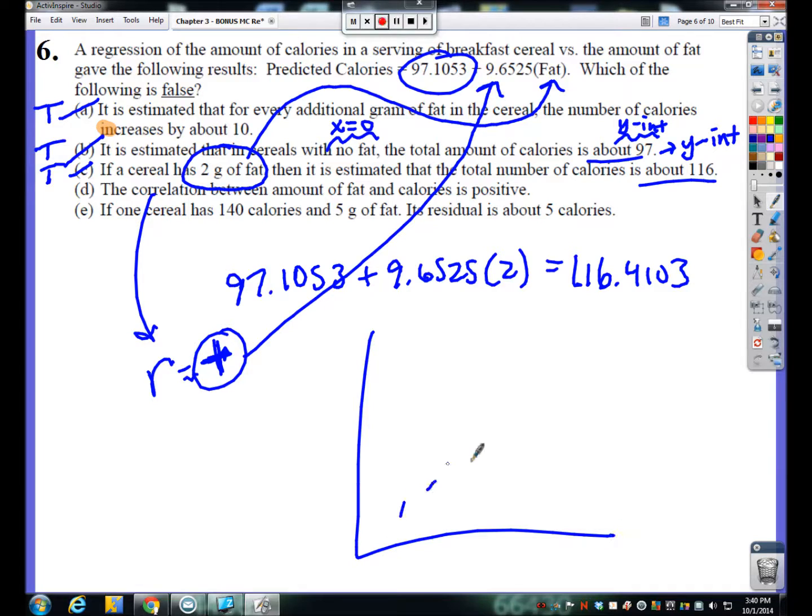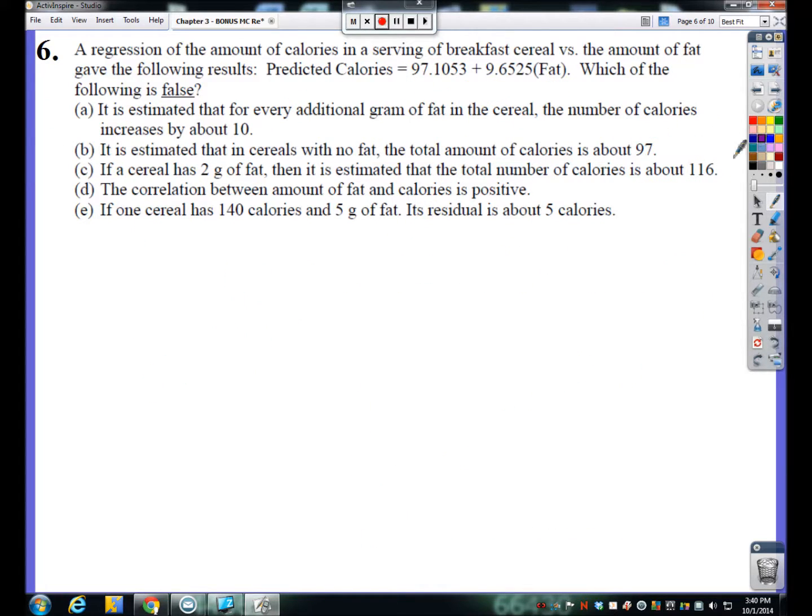So the scatter plot would have to look something like this so that the line of best fit has a positive slope to it. So that is true. So we get down to E. E's got to be our answer, but let's figure out why it's got to be false. So if one cereal has 140 calories and 5 grams of fat, its residual is about 5 calories.